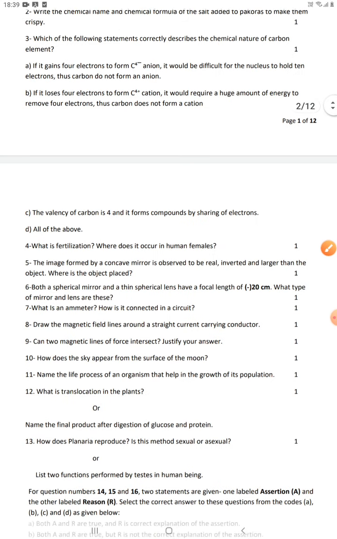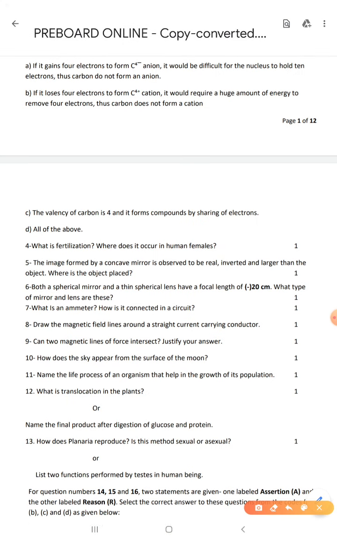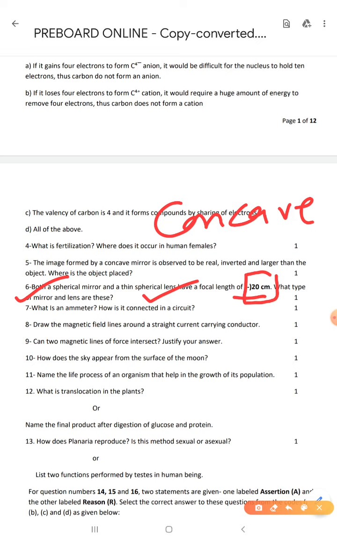Now another one was: both a spherical mirror and a lens have a focal length, what type? If the focal length is negative, we should know which mirror and which lens has negative focal length. So you should know concave. In case of concave mirror and concave lens, both have a negative focal length. So the answer of this one is concave mirror and concave lens.